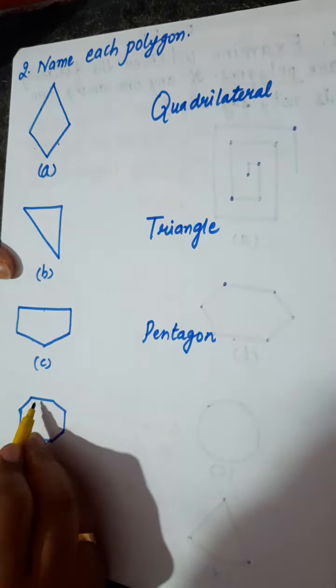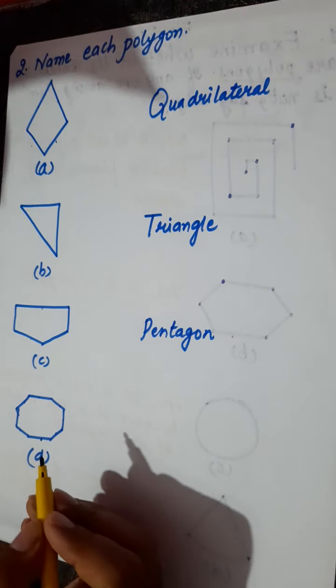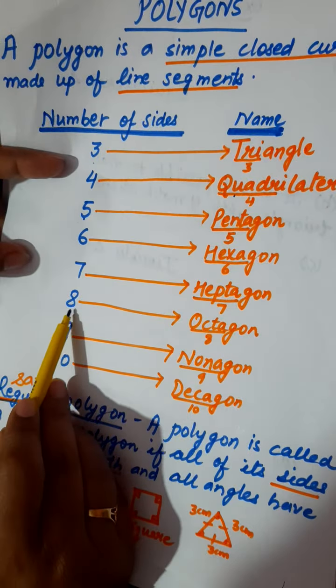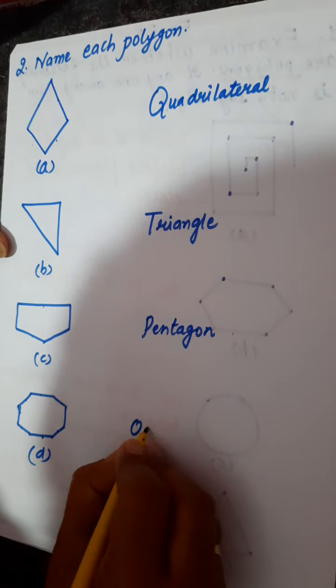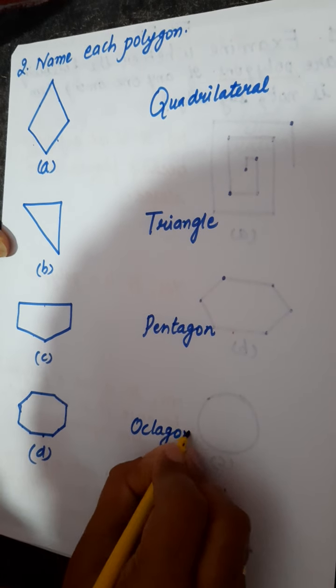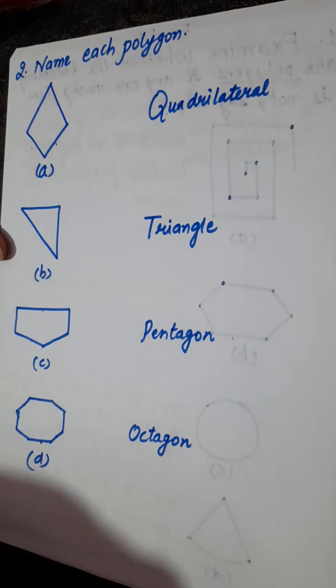pentagon. Now next we have 1, 2, 3, 4, 5, 6, 7, 8, and if we have 8 sides then it is an octagon. So here we have an octagon. So this is all about question number 2.